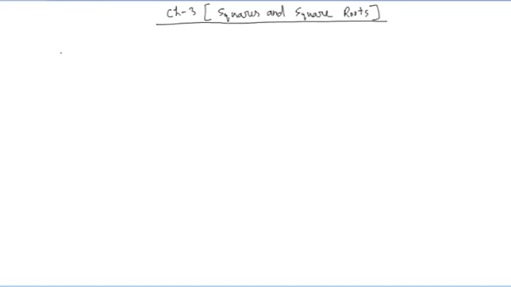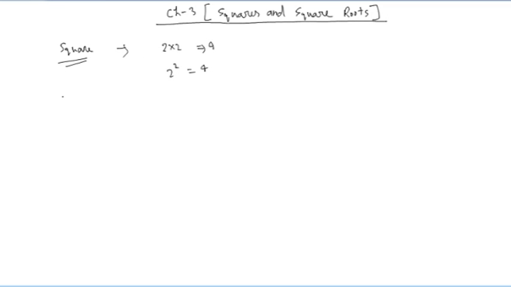What is a square? A square means if we multiply a number with itself, like if I multiply 2 by 2, then we get 4. 4 is the square of 2.